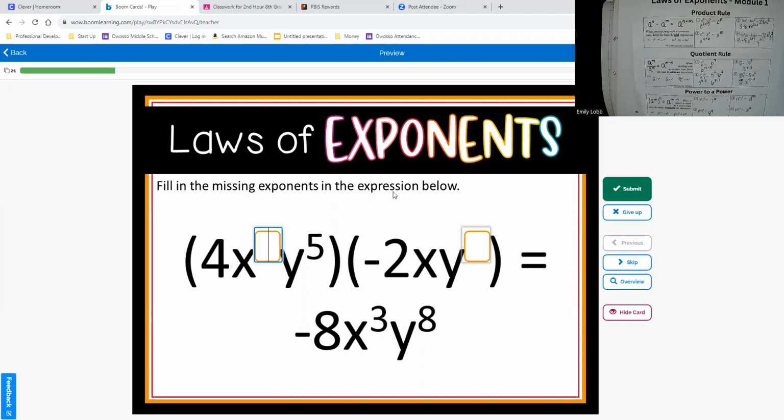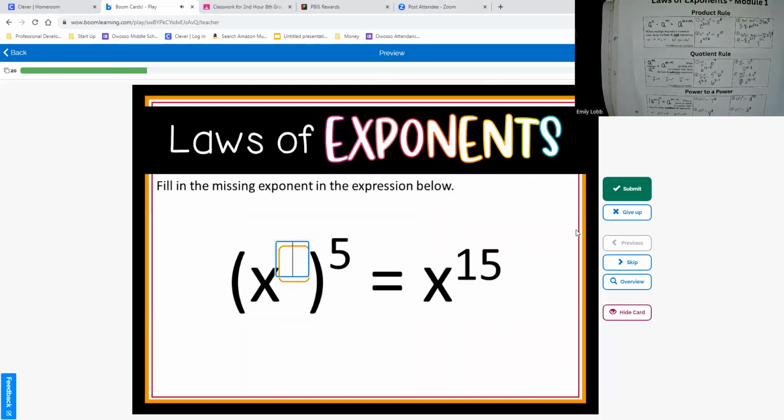So they did the coefficients here, 4 times -2, but they have not finished this. So how did they get this 3? This is 1 plus how many more? 2. This is 5 plus how many more makes the 8? 3. Do you see what they're doing here? Let's see if they have any more challenging that we need to look at.